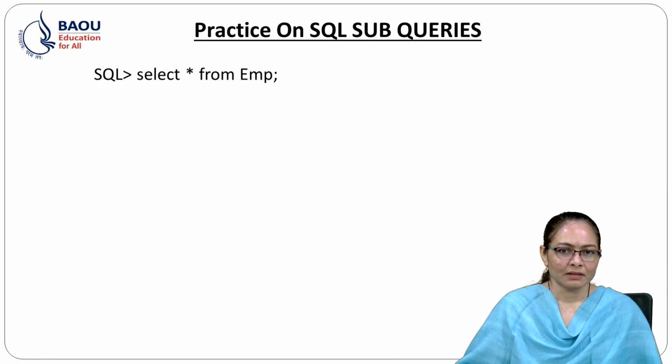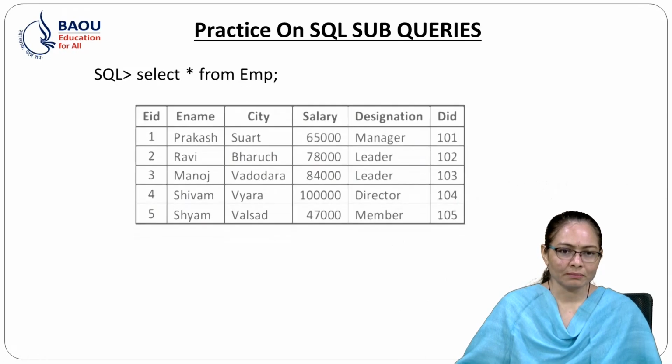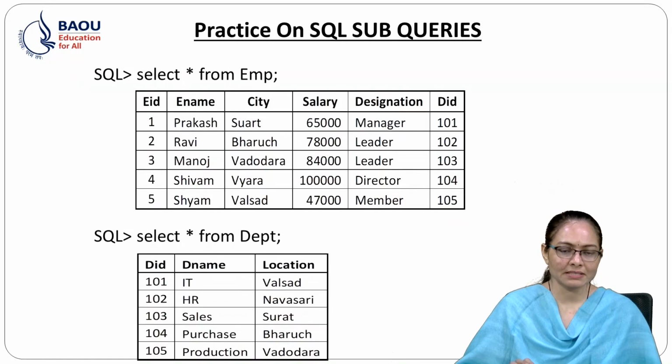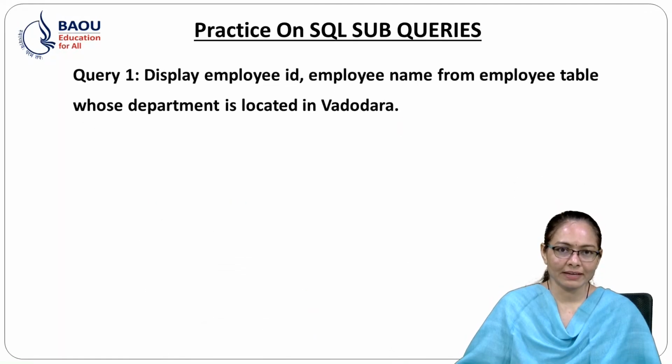Now, select star from employee and select star from department. These are the records of the employee and departments. Consider these records. The first query is: display the employee ID and employee name from the employee table whose department is located in Vadodara.